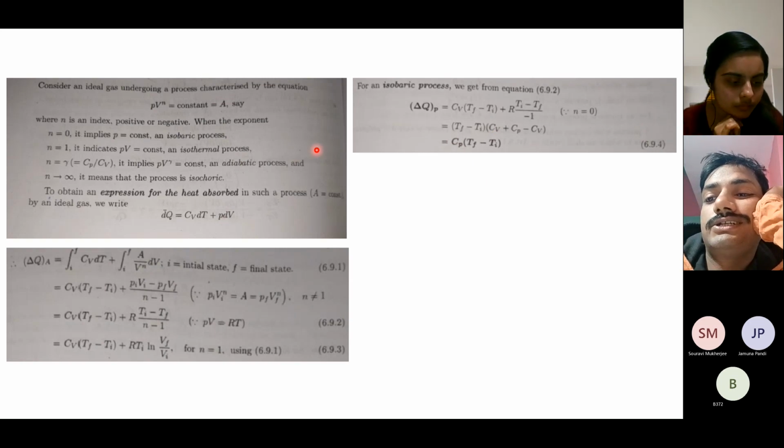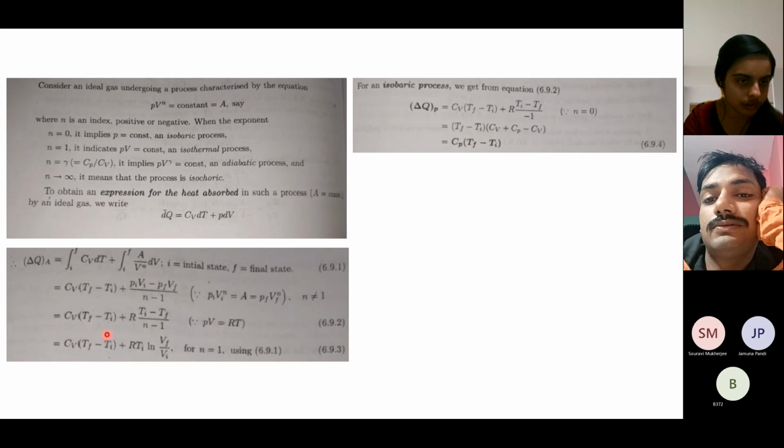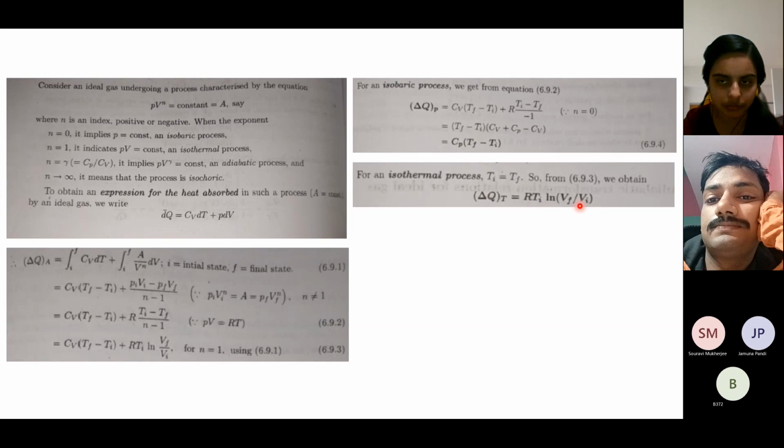Yes, temperature is constant. So the change in temperature will be zero. If you look at this expression, this term is going to be zero, correct? And then we will be using this expression. Why? Because in this case, n is equal to 1. We just found out that for an isothermal process, n is equal to 1. So for an isothermal process, it's given as RT ln Vf by Vi. This is the expression for heat absorbed.